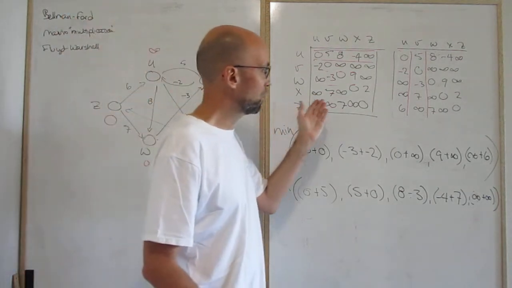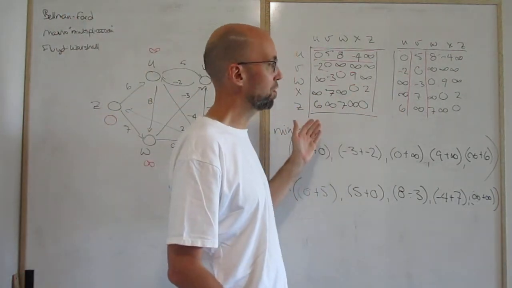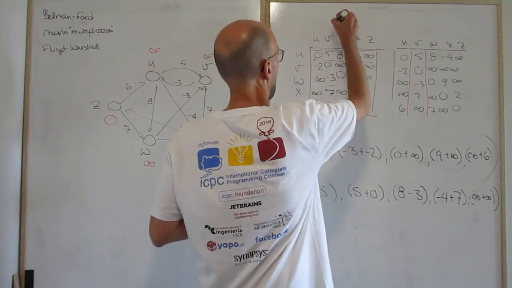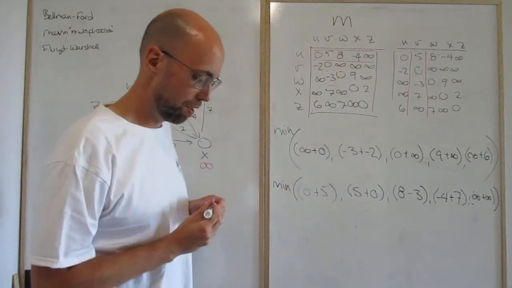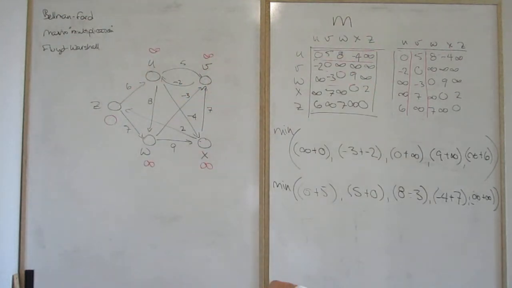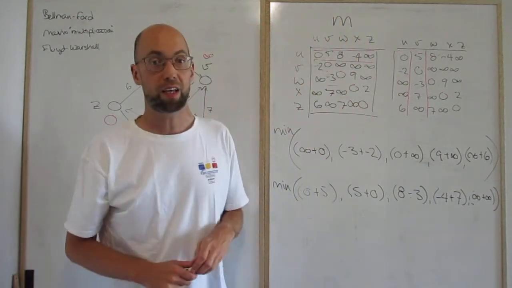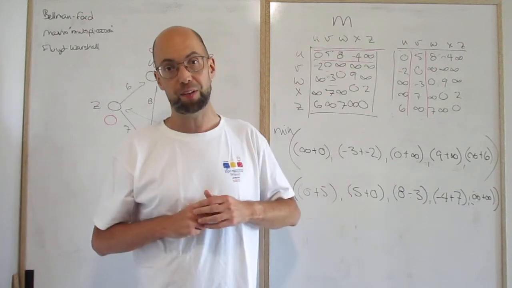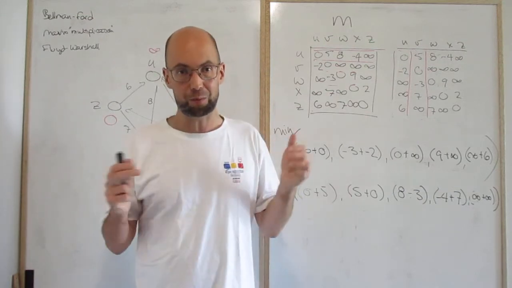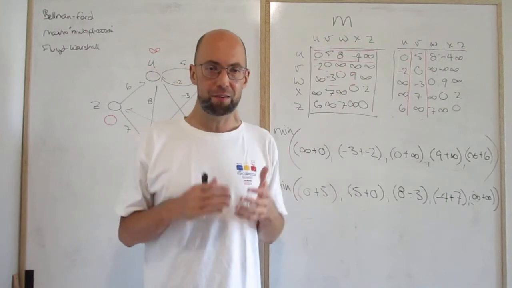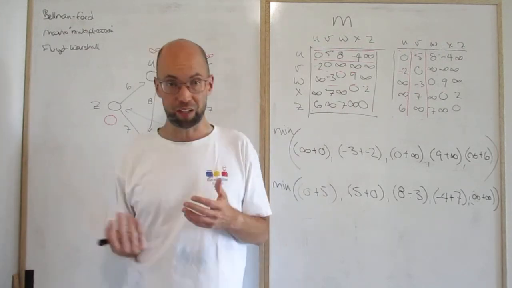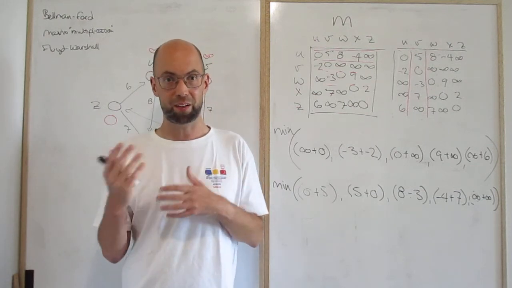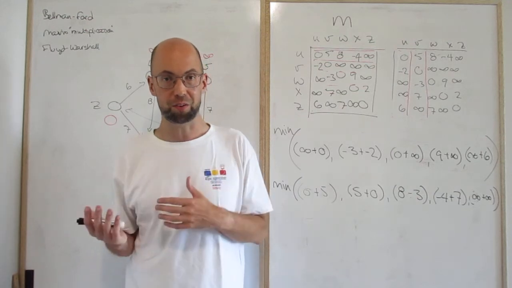So if this is matrix M, then to compute the shortest paths of length 2, you take M times M. To compute the shortest paths of length 3 or less, it's M times M times M, times being this weird min plus thing. And then for 4, it's M times M times M times M. But you can get that just by doing M times M and then squaring that. So it's actually just 3 multiplications.